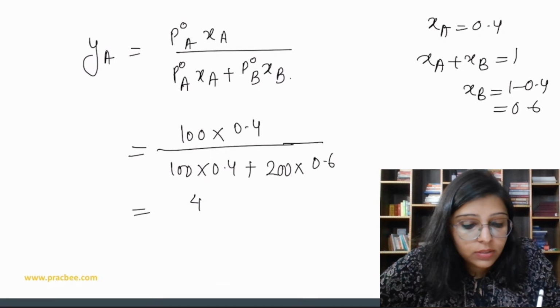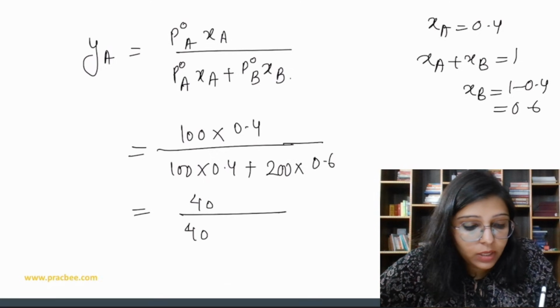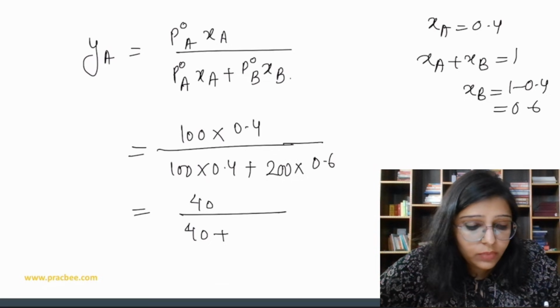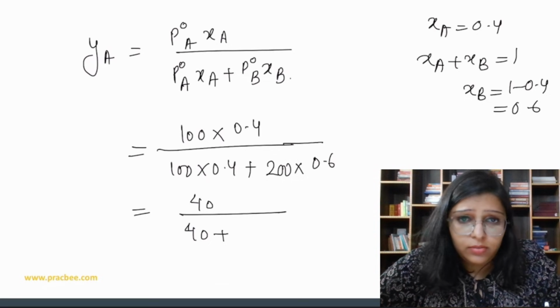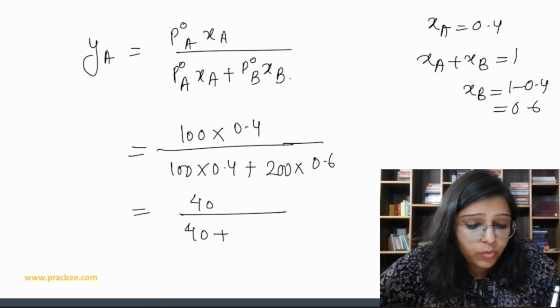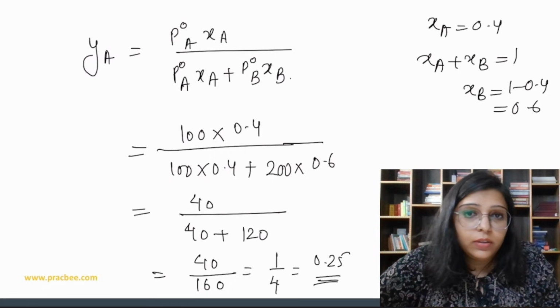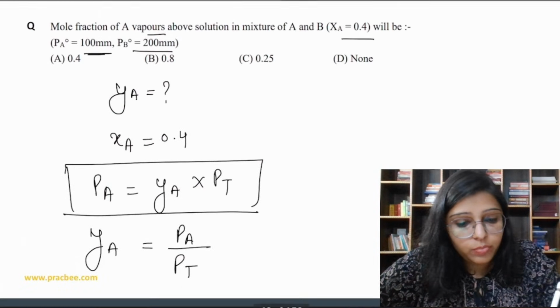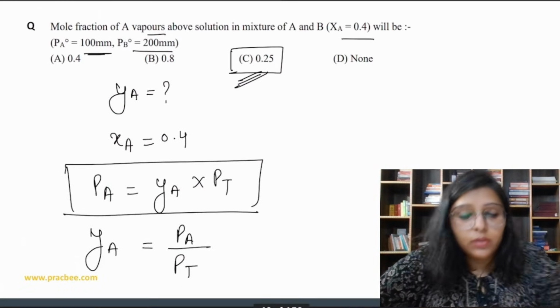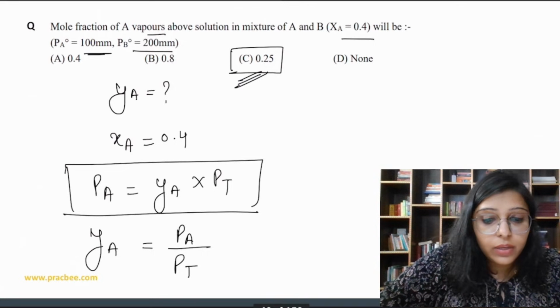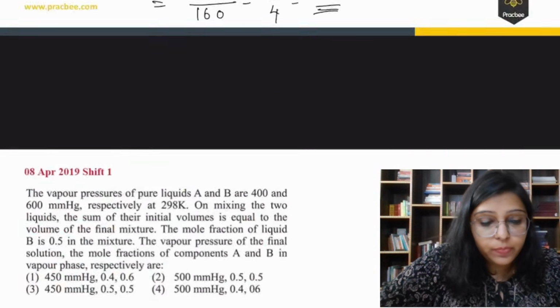So when you solve this, you get 40. Here you get 40 plus, how much will 200 into 6 be? So 120. So we get 40 upon 160. So we get 1 by 4 as the answer, and 1 by 4 is equal to 0.25. Okay? So the answer is going to be option number C, 0.25. Clear? Now let's do the next question.